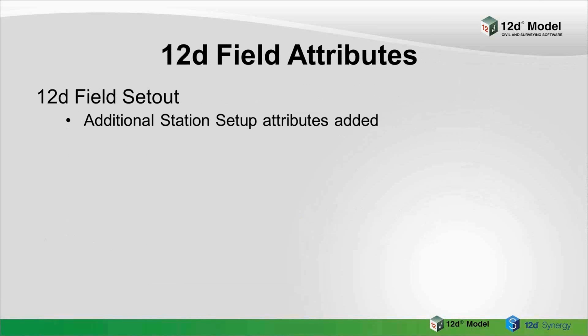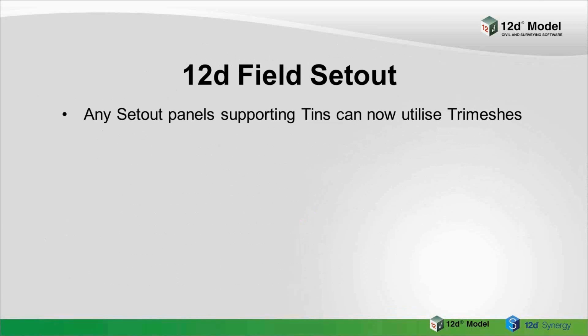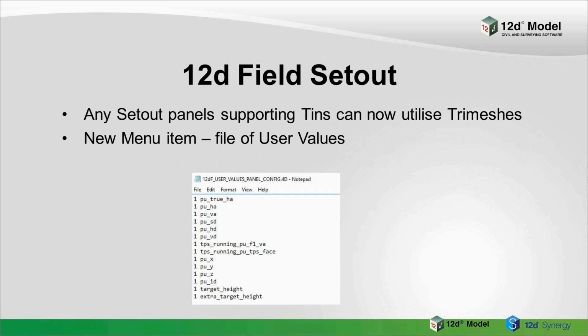With 12D field, just a couple of points here. With set out, there's a whole lot of extra attributes you can now do. You can reset the backsite using your check shot panel. So if it's a bit out, you can say use the new one. With 12D field set out, wherever you had tins, you can now utilize tri-meshes. And this is a lot of the options. Now we'll be using tri-meshes as well as tins for things.